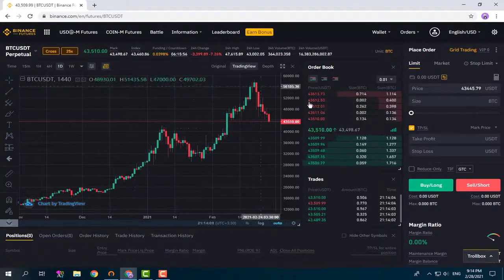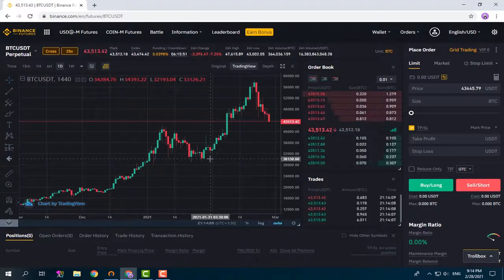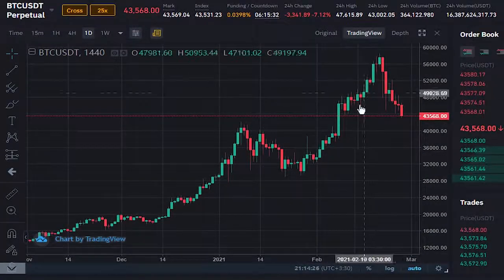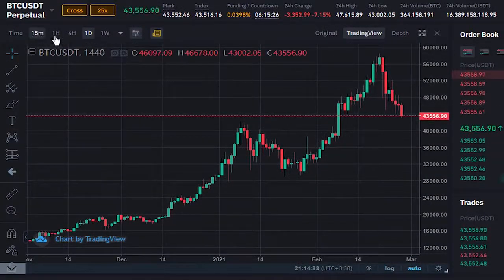Let's explore different parts of the platform very quickly and then start with the actual trading stuff. If you watched my previous episode, you can skip this part. Here's the price chart. This is a candlestick chart and you can switch between different time frames here.